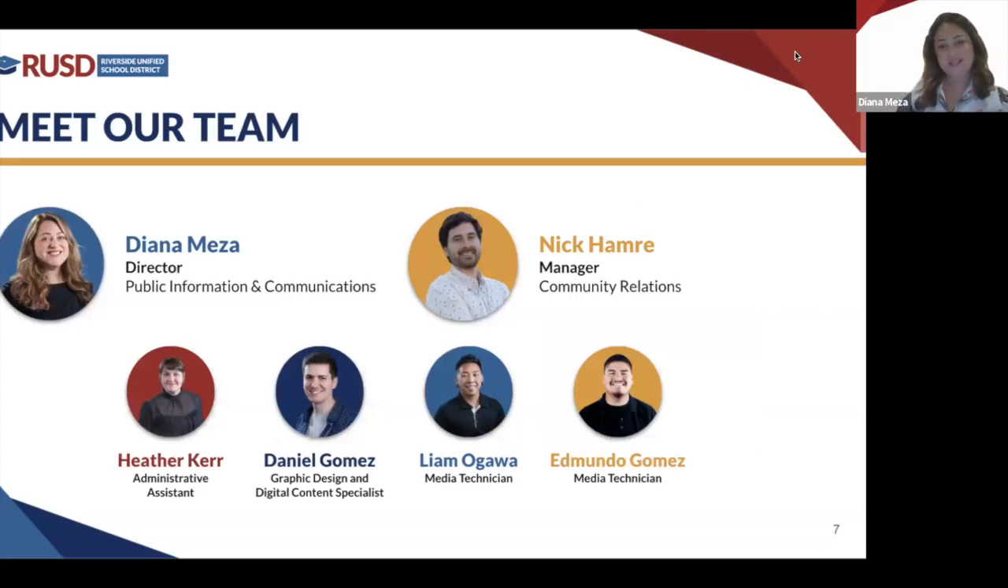Now, this is our team, small but mighty. Like I said, 2 years ago, it was myself and Nick. Then we were able to hire a graphic designer, 2 media technicians, and an administrative assistant. So now it's a team of 6, and we are able to really execute our strategic plan because of this team. You'll learn more about it in our next slide.